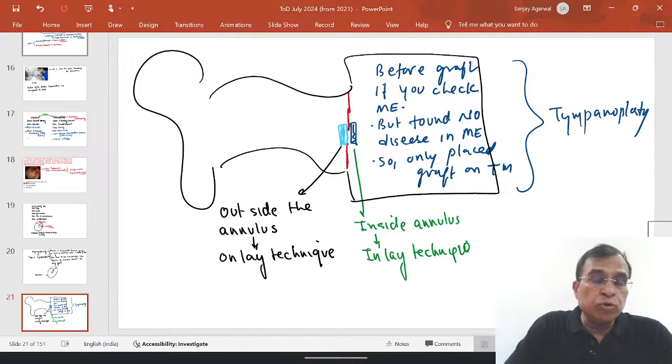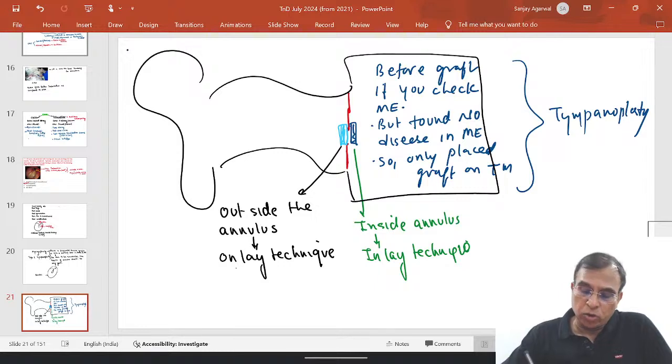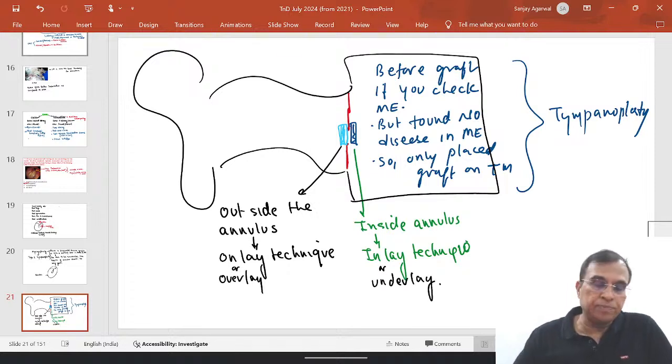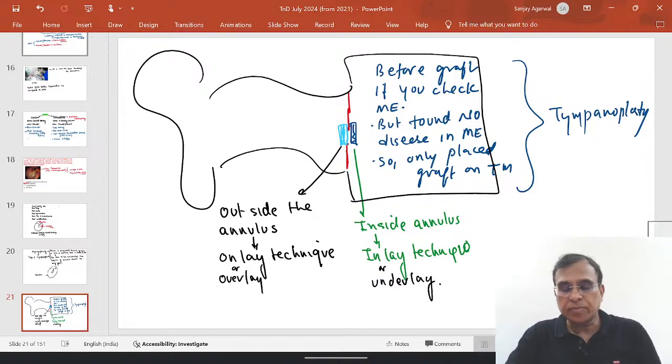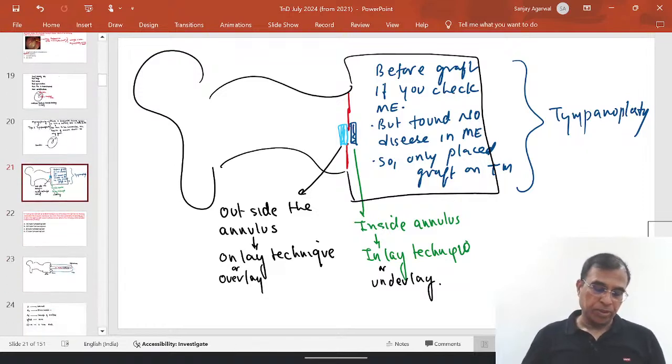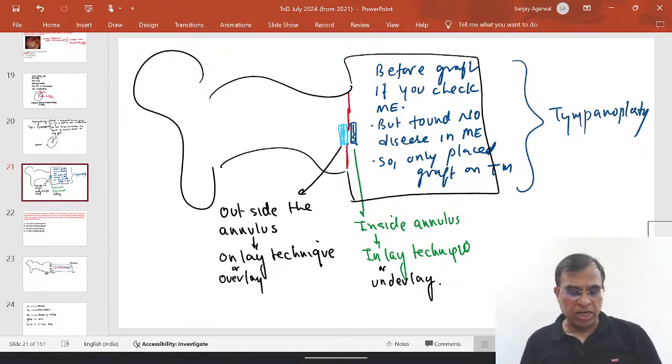So Som Subra, this is your answer. I think it should clarify. Inlay is also called underlay, onlay is called overlay. Vignesh has summarized very nicely that checking the middle ear health will make it tympanoplasty. Not checking the middle ear health, just putting the graft, is myringoplasty. Absolutely spot on. Good. So this should be able to clarify a lot of your doubts, I'm sure.